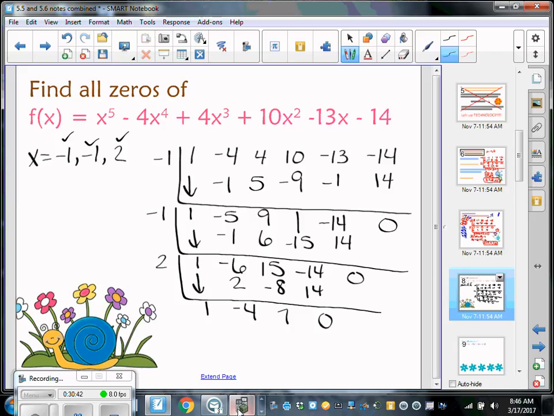All right, so I used the 3 answers I found. I started x to the 5th. I did synthetic 3 times. I'm down to an x squared. Isn't that my ultimate goal? Yep, x squared minus 4x plus 7 equals 0. And I just need to finish solving from there.